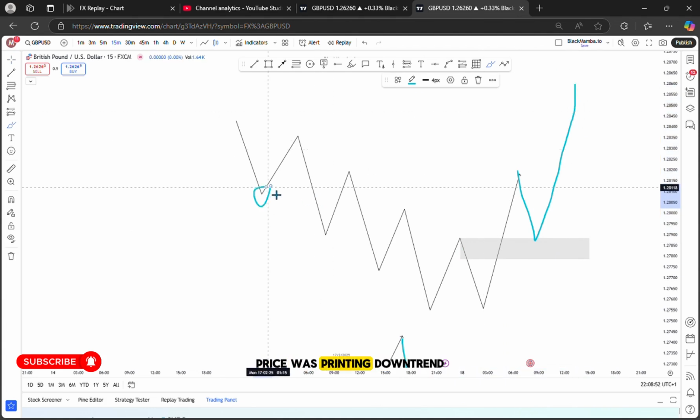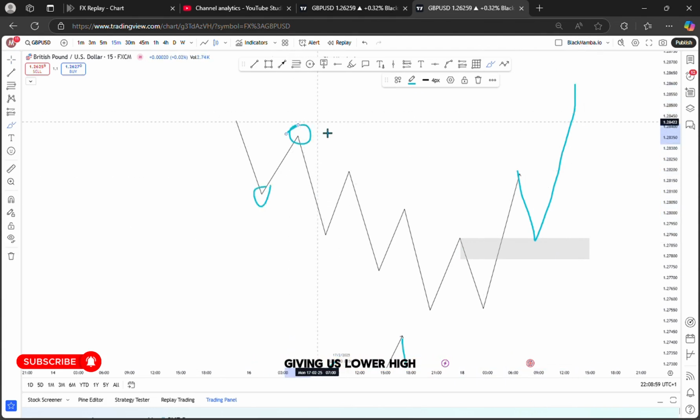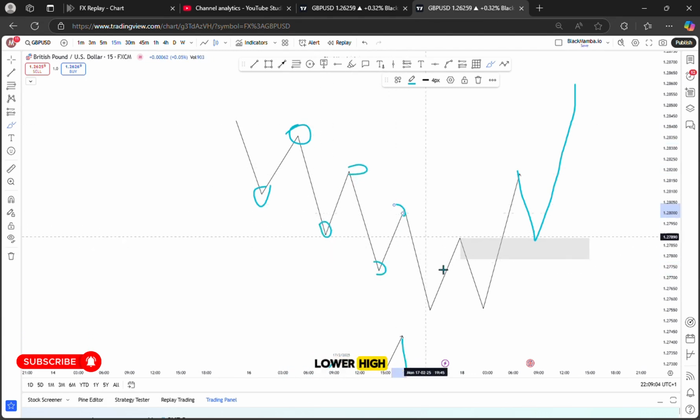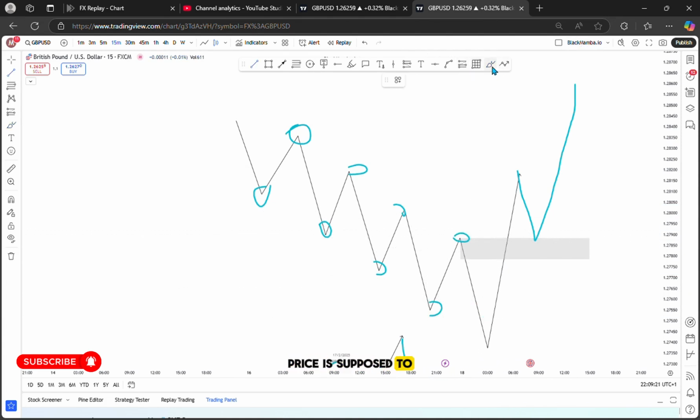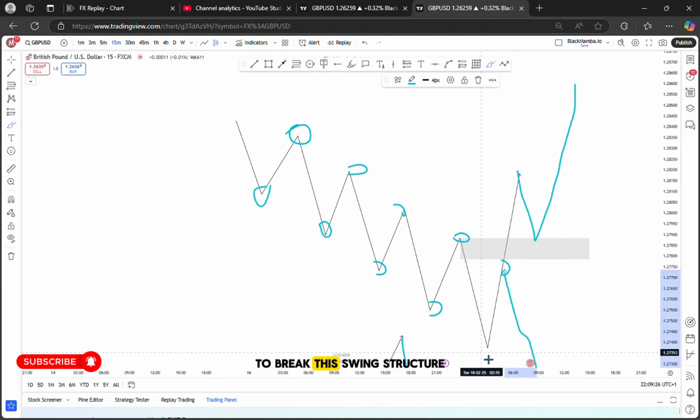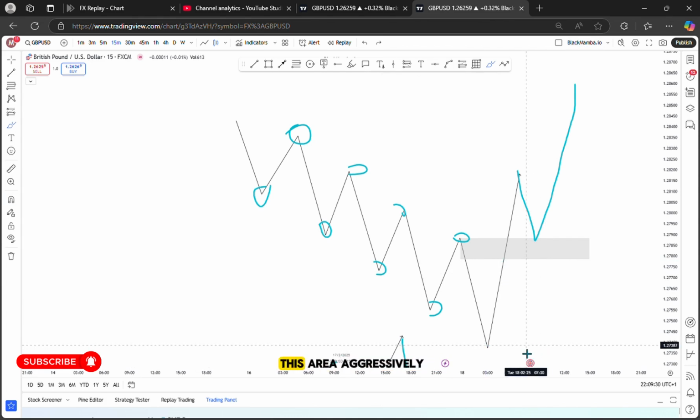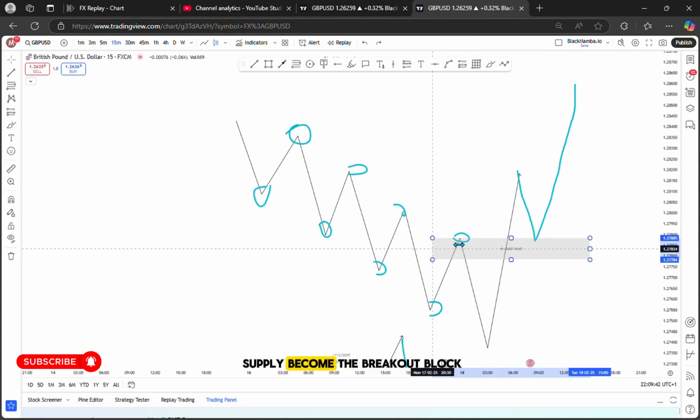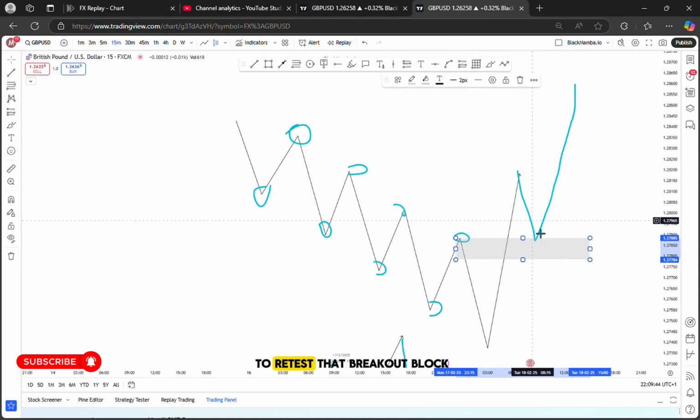Again, price was printing a downtrend, giving us lower high, lower low, lower high, lower low. Price was supposed to print a new high here and continue pushing to the downside to break this swing structure. But instead, price violated this area aggressively and continued pushing to the upside. So this zone, this supply, becomes the breaker block. I'll be expecting price to retest that breaker block and continue pushing to the upside.